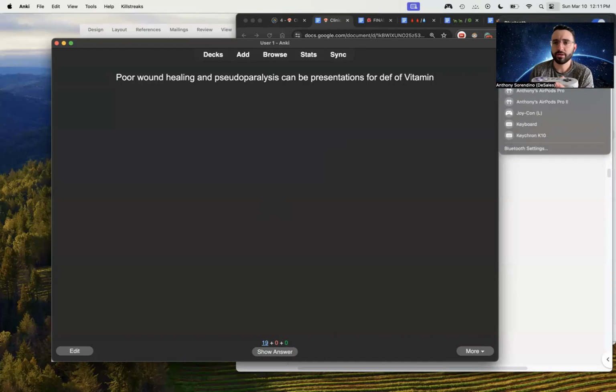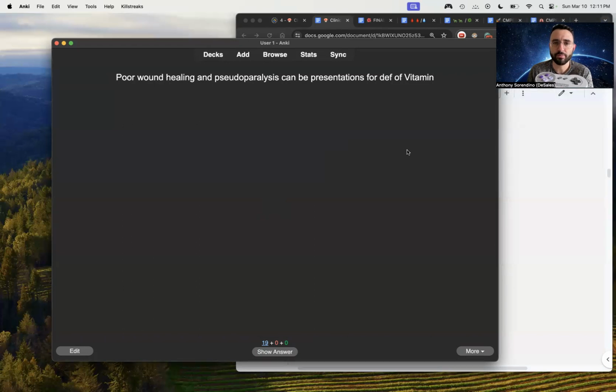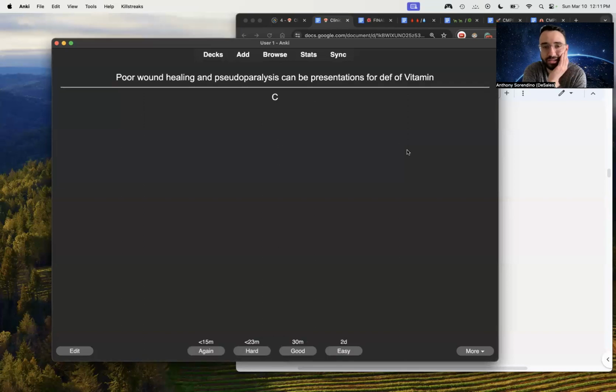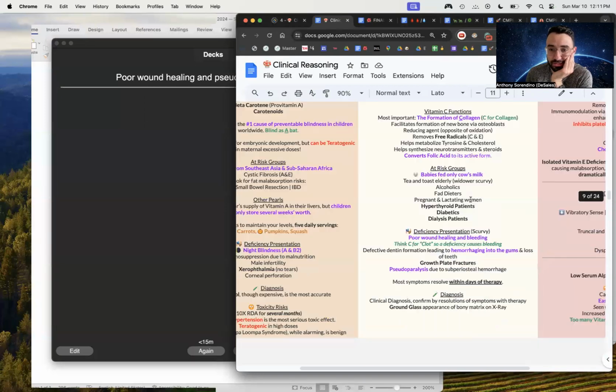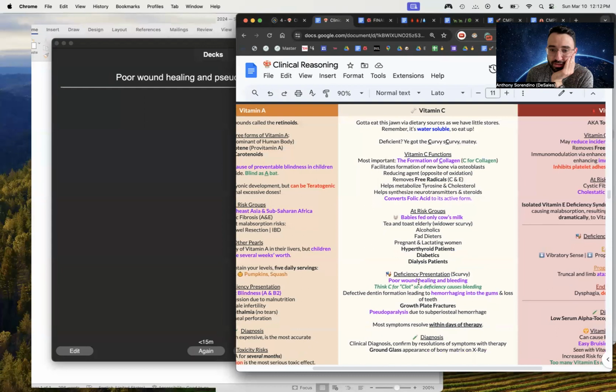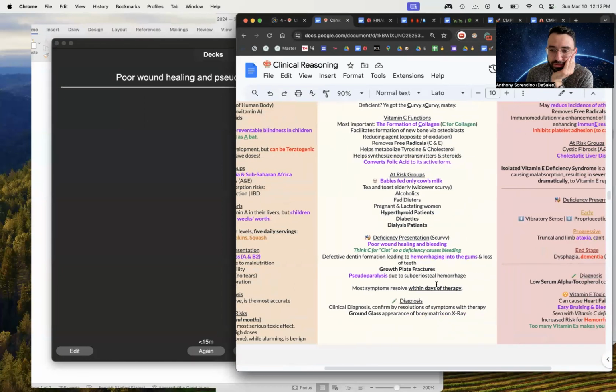Connect my controller here. All right, poor wound healing and pseudoparalysis can be presentations for deficiency of what vitamin? Yeah, this is a big one. So wound healing. There's a couple different things here with like platelets. Doesn't vitamin E also make you bleed? I'm going to say E here as well. It's C. Okay. So let's see where I have that in the matrix here. This is really not the best way to study. I just want to knock these out. So C, you're going to have, yep, poor wound healing and bleeding right there.